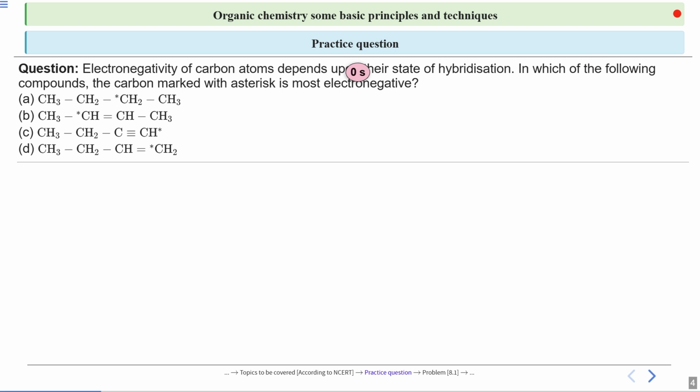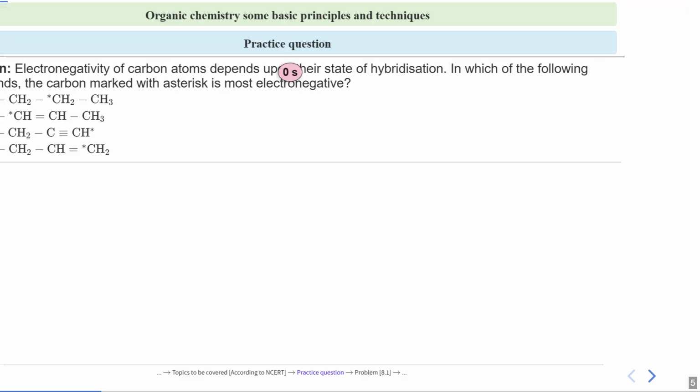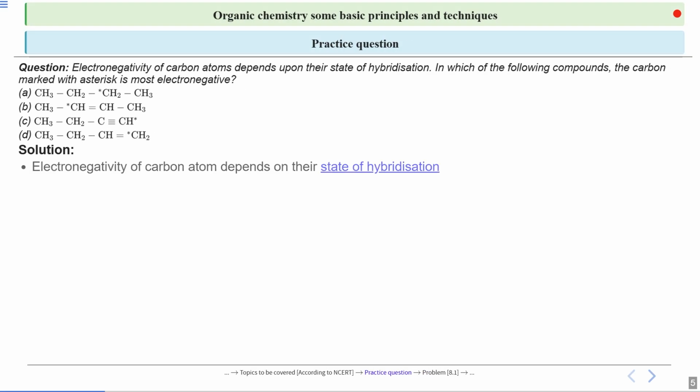The first question that you should ask yourself is the relation between the hybridization and electronegativity. So I will focus on that. The electronegativity of a carbon atom depends upon the state of hybridization, and it is the only determining factor until and unless there is a heteroatom present. Now how do we relate this? We relate this with the help of S character. If your hybridization has greater S character, then it has higher electronegativity.